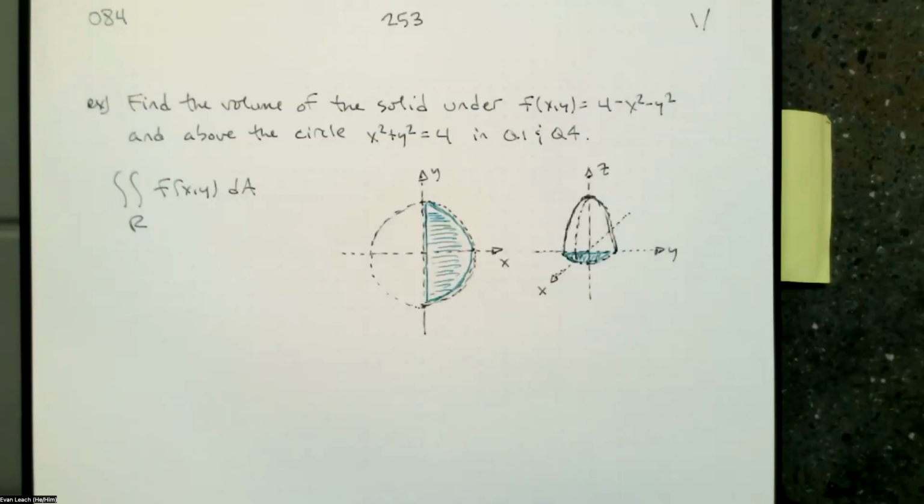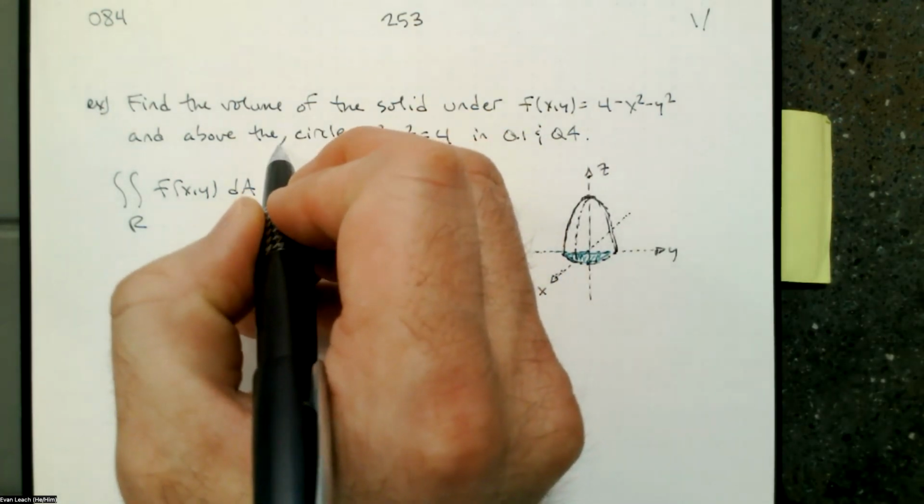If you recall, yesterday we set up a couple of double integrals for the volume under the circular paraboloid 4 minus x squared minus y squared, and above the semicircle x squared plus y squared equals 4 in quadrants 1 and 4. So above the semicircle.